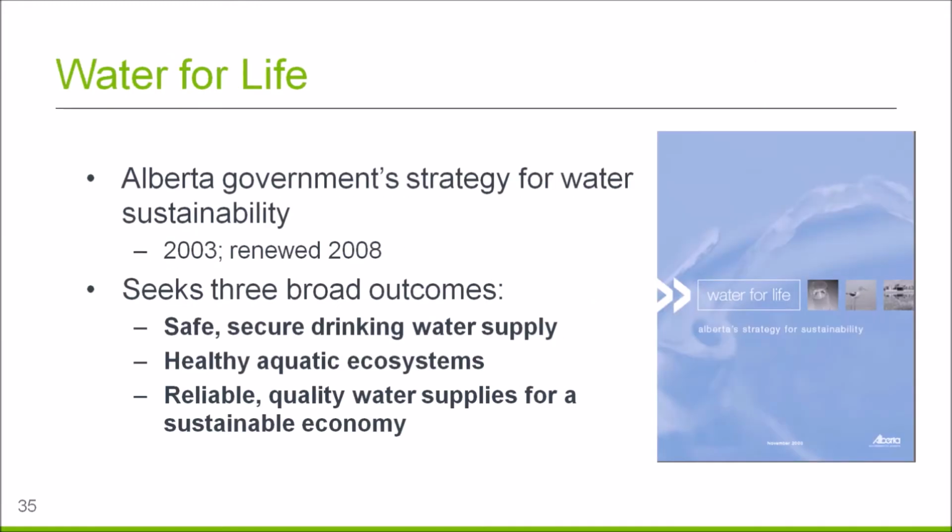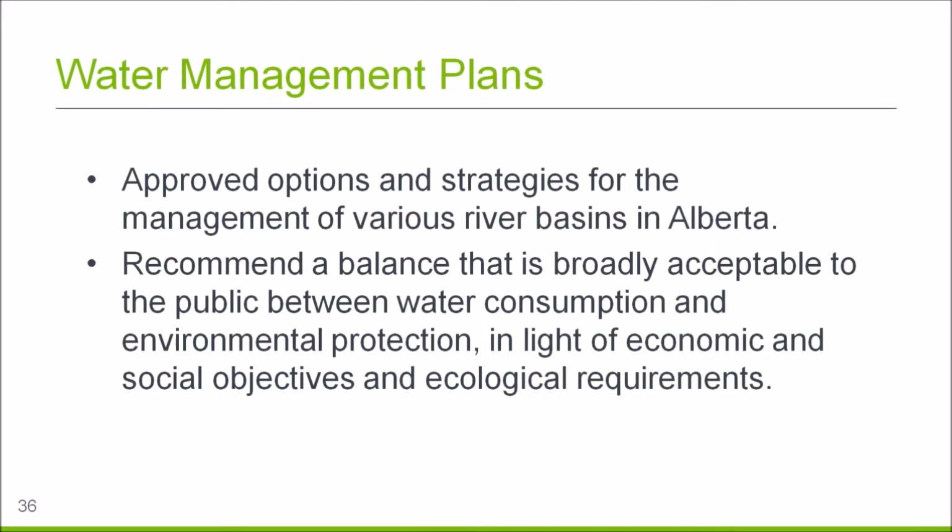In 2003, the Alberta government published the Water for Life strategy, which was also renewed in 2008. Now, as I mentioned, under the Water Act we have water management plans in the province, and these are basically the approved options and strategies for the management of various river basins in Alberta. These plans recommend a social, economic, and environmental balance in water use, so that we allow water use for economic development, and at the same time we also have to protect the environment.